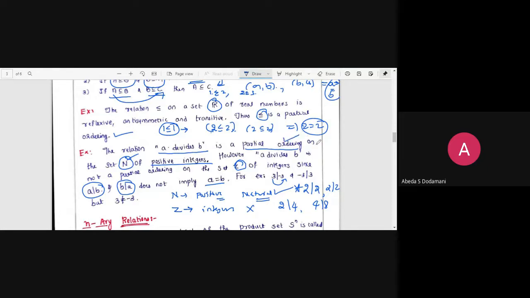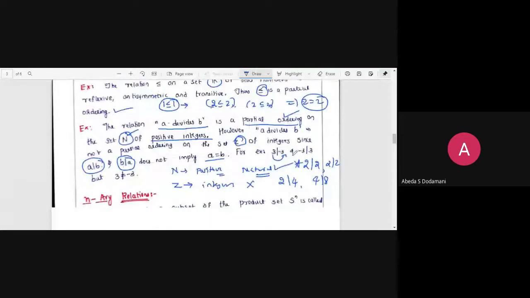Therefore, please remember, whenever you are constructing an example, if you just change the set, sometimes some properties will be obeyed and sometimes on other sets the properties will not be obeyed. So you have to be very specific and very careful when you are giving examples. Some more examples you can also find in the book which I have uploaded.